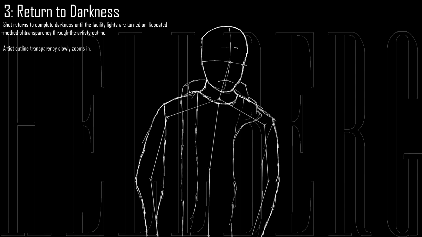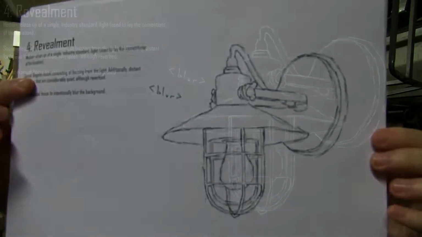A transparency of the outline of the artist is replicating what the H has done. This transparency slowly zooms in. I want to speed through this because this is already 10 minutes of filming and I've got 26 minutes of battery. Oh my god! Okay, so shot 4, revealment.